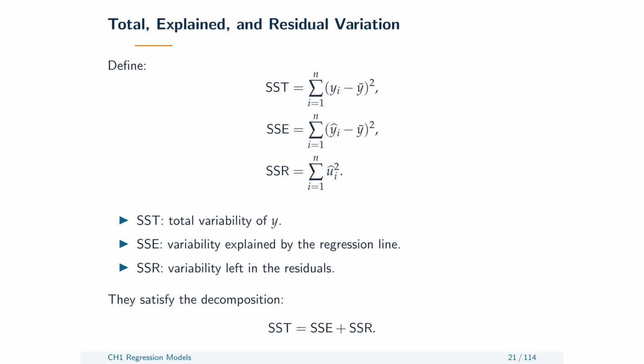We can decompose variation in y into an explained part and a residual part. The total sum of squares adds the squared distances from observed y to its sample mean. The explained sum adds the squared distances from fitted y to that mean. The residual sum adds the squared residuals. With an intercept, total variation equals explained variation plus residual variation.